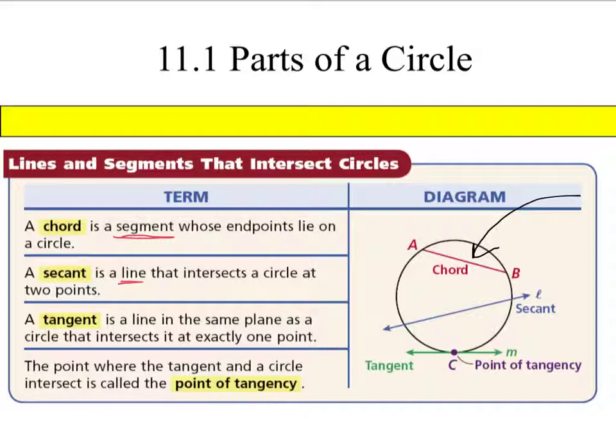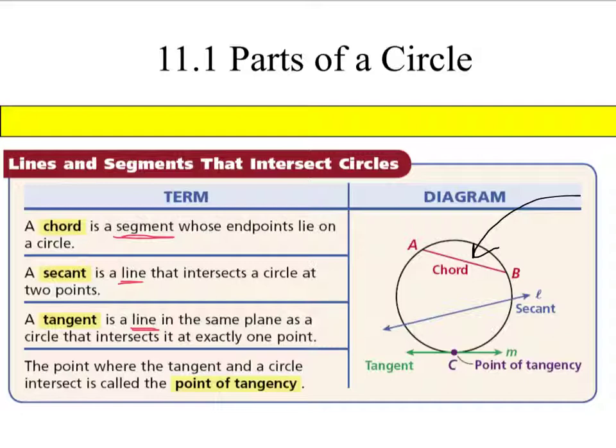A tangent is a line, again in the same plane, so we're talking about the exact same area as a circle, that intersects it at exactly 1 point. So not 3 points, doesn't connect at 2 points, it's only exactly 1 point. If it's 2 points, it's a secant. If it's only one, it's a tangent, and if it doesn't intersect the circle, then it's not a tangent line. So it's a line that intersects the circle at exactly 1 point.